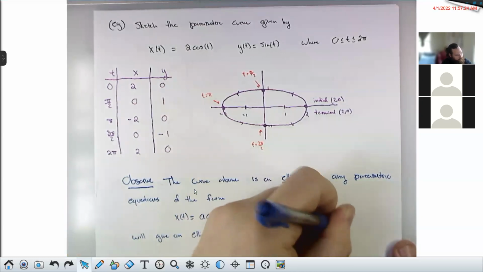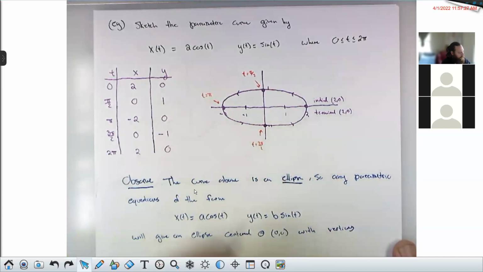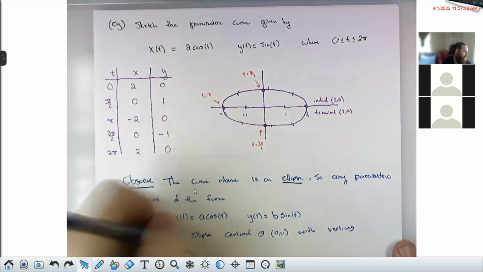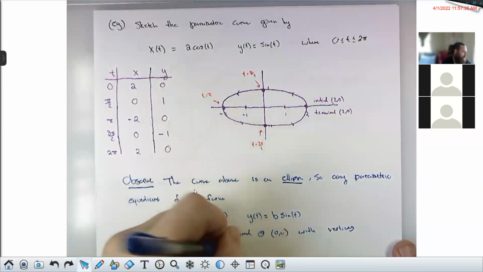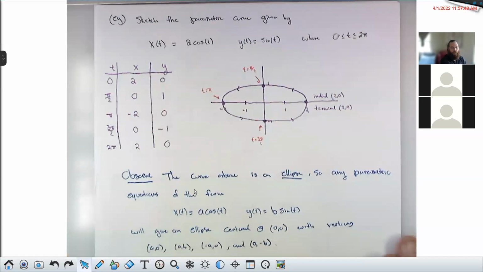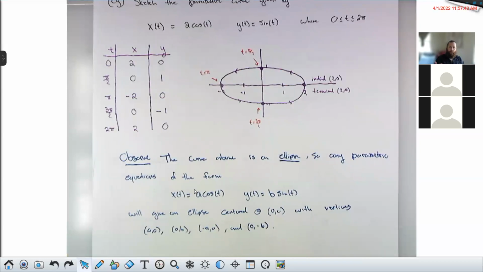With vertices coming from these numbers a and b, right? a comma 0, 0 comma b, negative a comma 0, and 0 comma negative b. The equation of an ellipse in regular xy stuff, if you're okay with the implicit, what we call the conic equation, is x squared over a squared plus y squared over b squared equals 1. That's considerably more complicated than a cos t and b sine t.